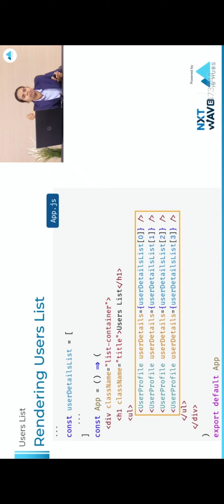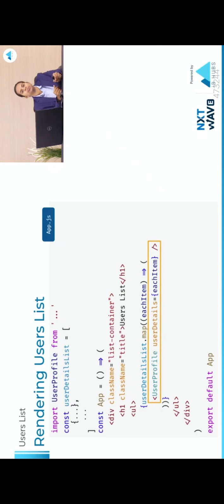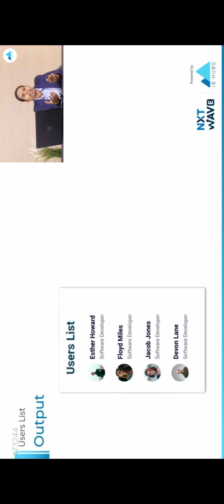Okay, clear? So here, instead of specifying in this manner, in case our user details list has grown, we can't keep on adding like this, right? So we can make use of the map function. Within the curly braces, since it's JS code, we have to use the curly braces. Within the curly braces, we'll write user details list dot map of, and each item of the user details list will be passed to the callback function. Within that, we are going to render the user profile. We are making use of the user profile component, and then we are providing user details equal to, and we are passing the props data, the props. So each item. With this, we'll get an output in this manner.